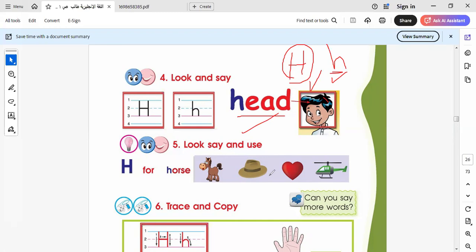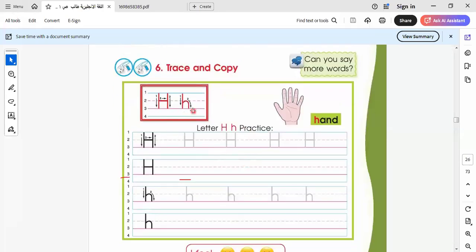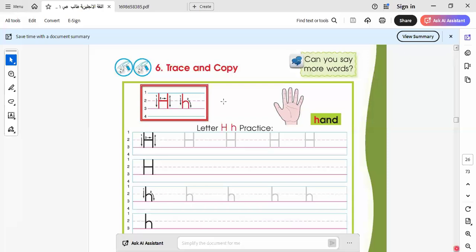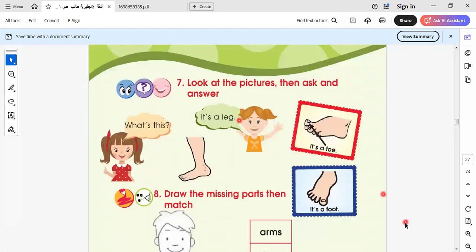Look, say and use. H for horse. Which one is horse here? This one. So this one is horse. Let's go to another item in this unit. There is capital H and small h written like this. I would like to write it again to practice how to write it. This is the letter H, written like this, capital H and small h. I will leave the link of the book below the video to download it and practice this letter. Okay, let's go to another one.